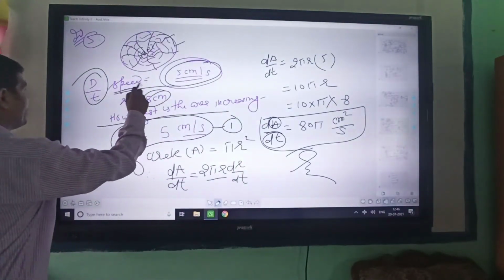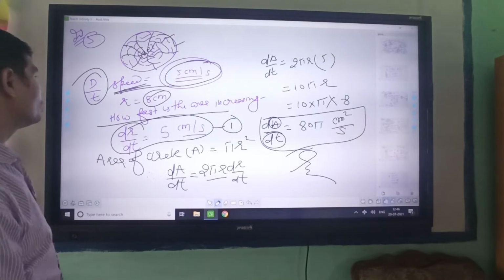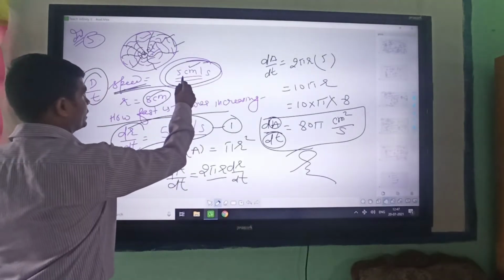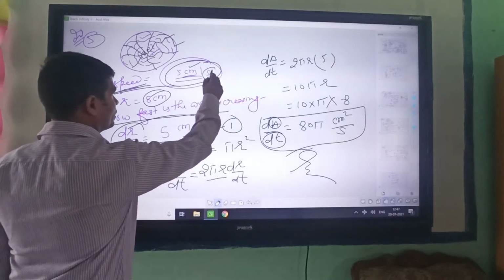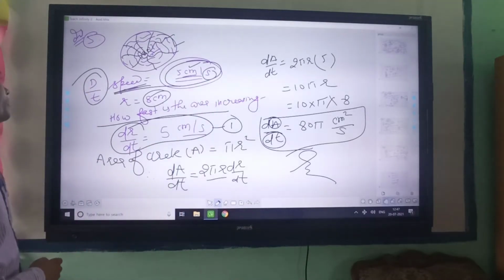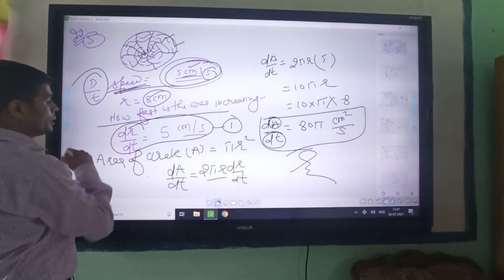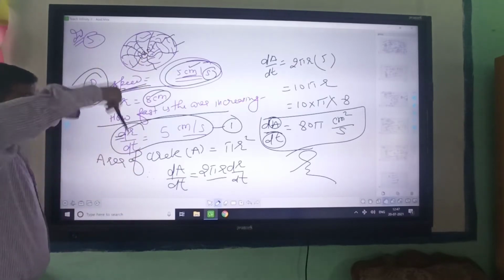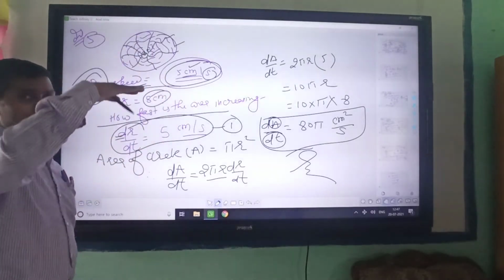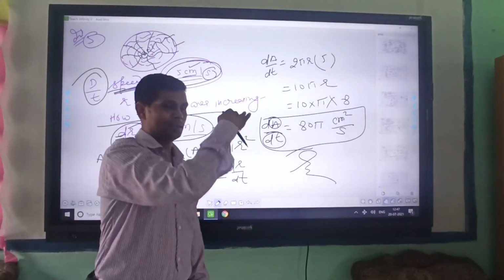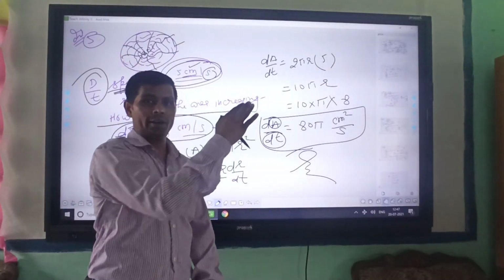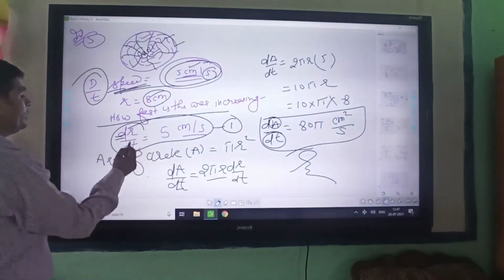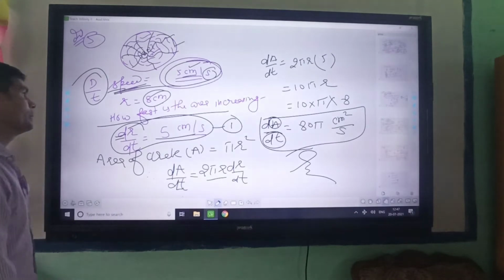It is the speed given, and in the circle the unit is centimeter and the unit of time is second. So this speed may be written as dr by dt, because when we drop a stone, the waves move in a circular form like this. This will be the radius. So dr by dt equals 5 centimeter per second.